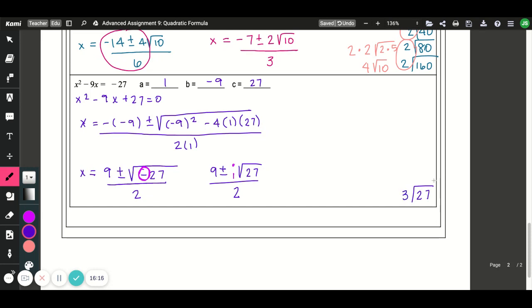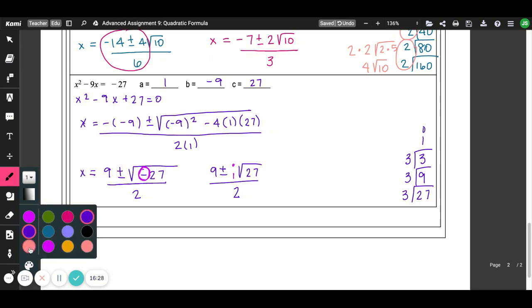It's divisible by 3, which gives us 9. 9 is divisible by 3, which equals 3. 3 is divisible by 3, and there's our 1 on top. So here we have a pair of 3's that can come outside the radical because it has a pair, and then 1 3 that's left over inside.